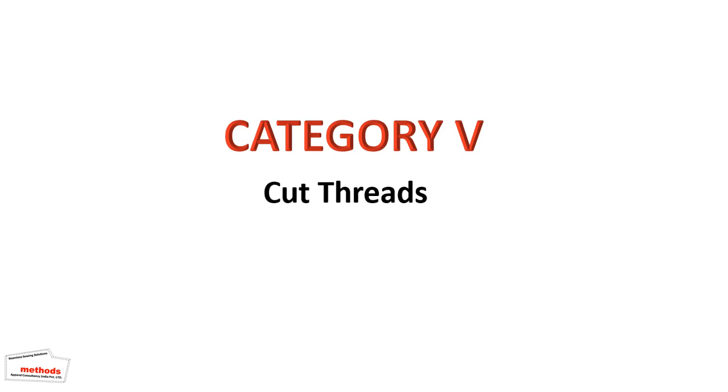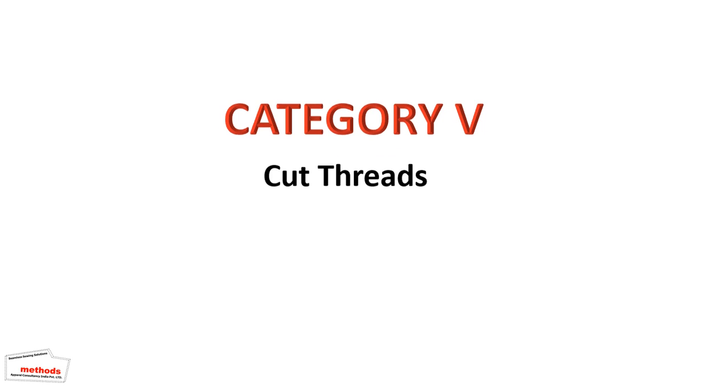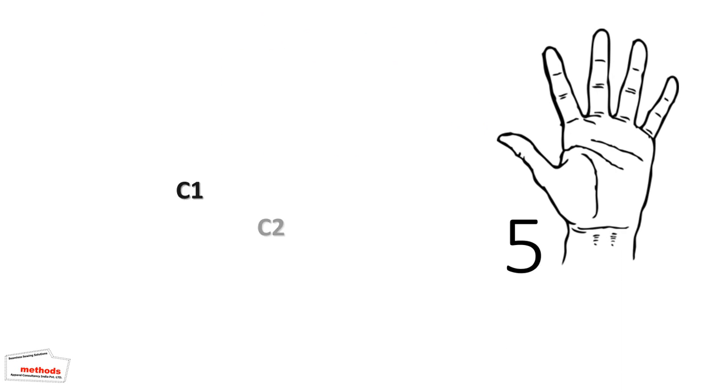The fifth category of codes is called cut thread codes, as it involves motion used for cutting the thread in different manners after sewing and before disposing the part. The category consists of 5 codes: C1, C2, C3, C4 and C5. The cut thread processes are either done manually or automatically by the machine.